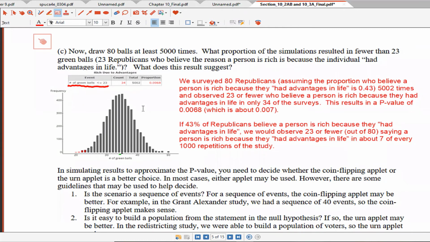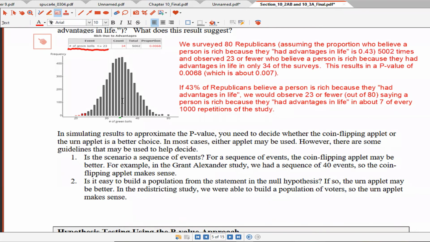So again, this is a p-value. A p-value is a measure of likelihood of observing results as extreme or more extreme than those actually observed under the assumption the statement in the null is true. The lower the p-value is, the stronger the evidence against the statement in the null.